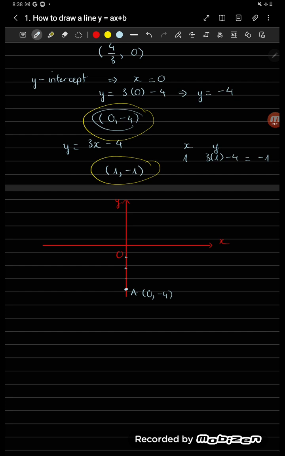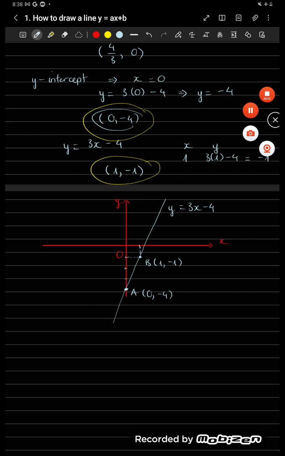And now we have a second point, 1, -1. I don't choose the x-intercept 4/3 because 4/3 is a fraction. So I choose the point 1, -1, which I just calculated above. So x equal to 1, that's here, and y equal to -1. So here we have point B, 1, -1. Okay, and then I connect the 2 points. And this is the line y equal to 3x subtract 4. So with 2 points, you can always draw a line.